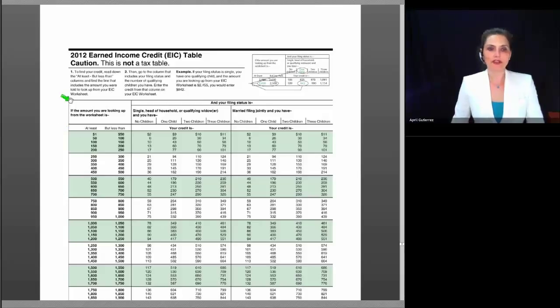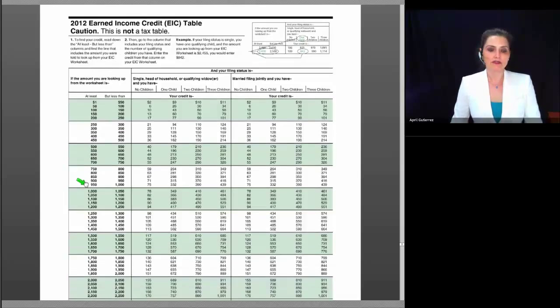If the amount you are looking up from the worksheet, that is the earned income credit worksheet, shows that your income for qualifying for the earned income credit is at least $1 but less than $50, and you have no children, your earned income credit is $2. If you have one child, it's $9. If you have two children, it's $10. And if you have three children, it's $11.